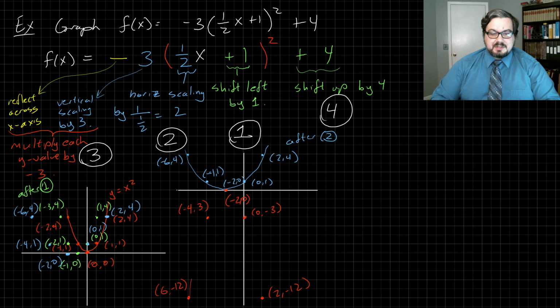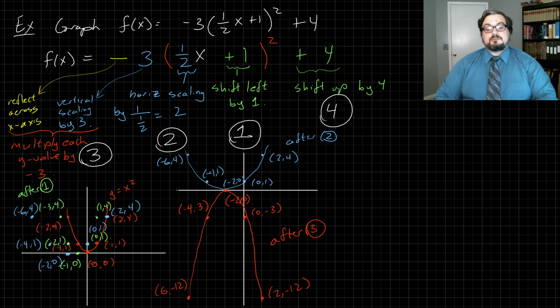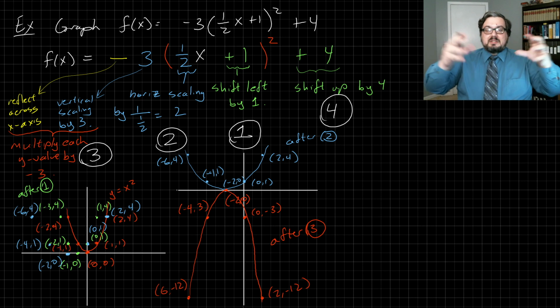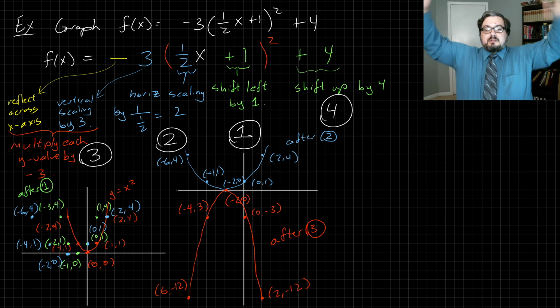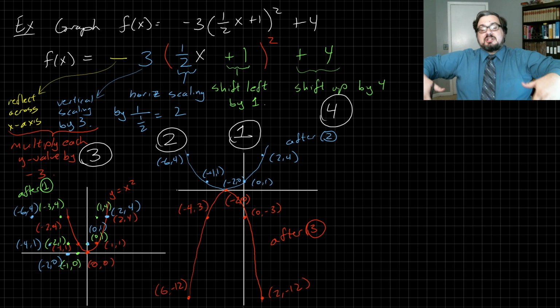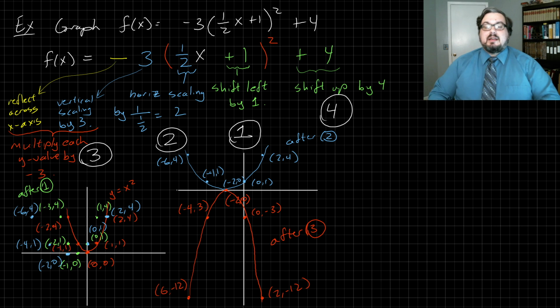So that gives us the graph after the third transformation. So we've done three of our transformations. We shifted to the left by 1. We scaled horizontally by 2. We multiplied each y value by negative 3, which encompassed a reflection and a scaling. And finally, we're going to shift up by 4 in order to get our final result.